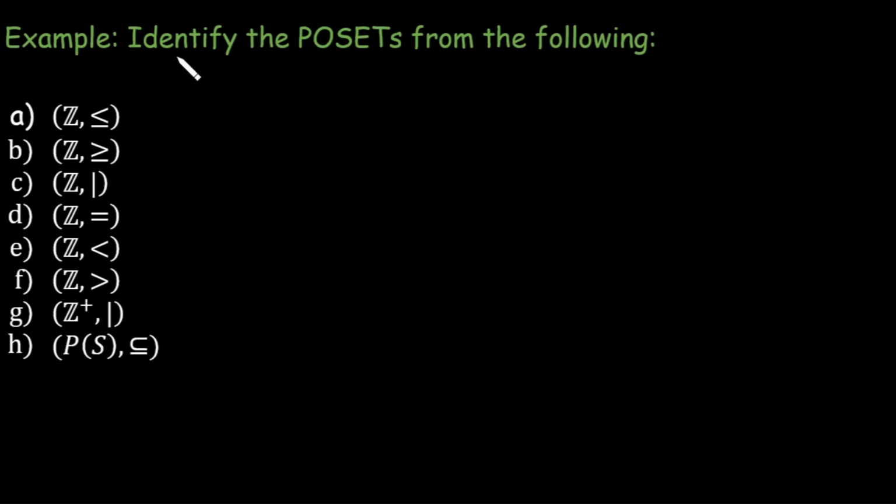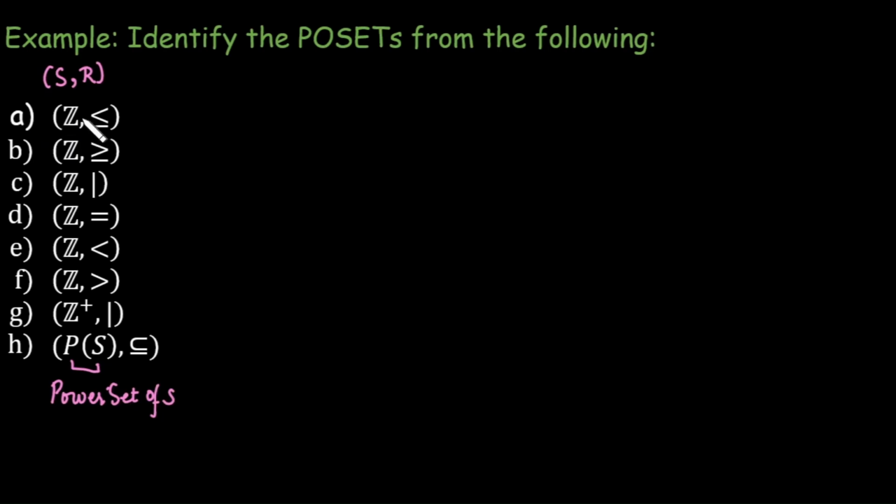Let's take the next example. In this case, we need to identify which of the following is a POSET. Here first we have taken the set, and then a relation is defined on the set S. This Z indicates the set of integers, this indicates the set of positive integers, and P(S) means the power set of S. Let's cover them one by one.